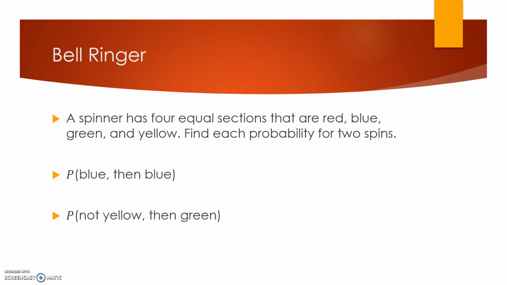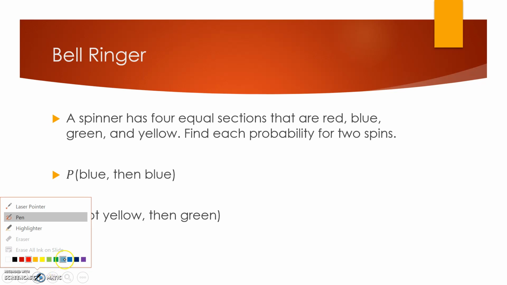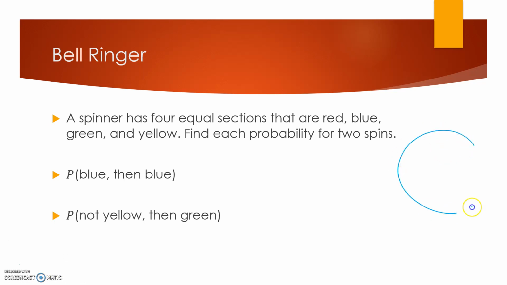Okay, so this problem says that a spinner has 4 equal sections that are red, blue, green, and yellow. Find each probability for 2 spins. So the question is saying, we've got the spinner, and if I draw a picture of it, it's got 4 equal sections. There's red, blue, green, yellow. Doesn't matter what order they're in. They're equal. They're going to have the same probability. Find the probability for 2 spins. So what's the probability of getting blue and then getting blue again?